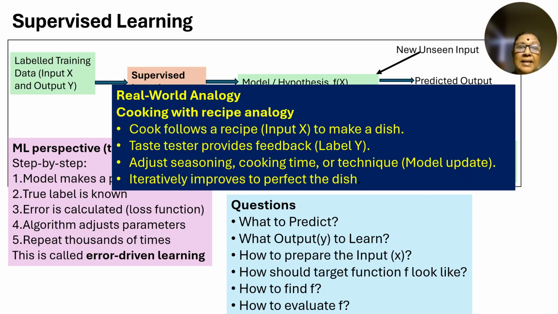Now, let's take a real world analogy. Let's assume cooking, given the recipe. So the recipe is the input, you cook it, you make a dish. Immediately a taster is available who gives feedback. That is the y. And you have to add seasoning, change the cooking time or the cooking technique, which is called model update, so that finally you get a perfect dish. This is a real world analogy of supervised learning.